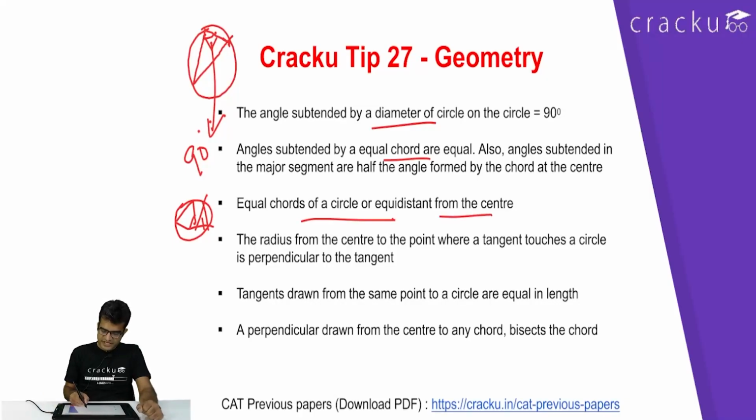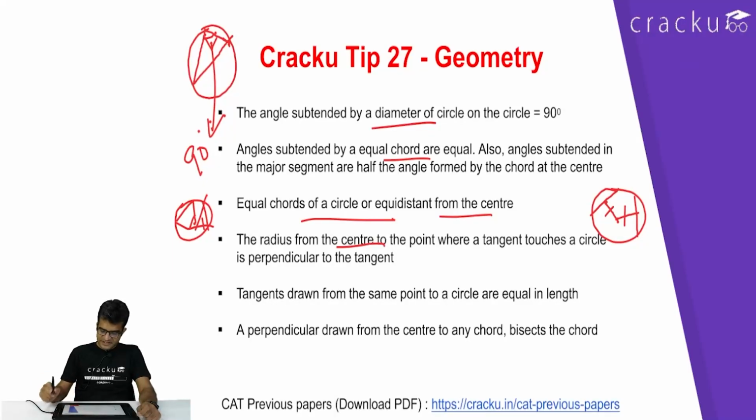Equal chords are also equidistant from the center. That is, if you have a circle and if this is one chord, this is the distance of the chord from the center. If this is another chord of equal length, then the distance of the chord from the center will be exactly the same.